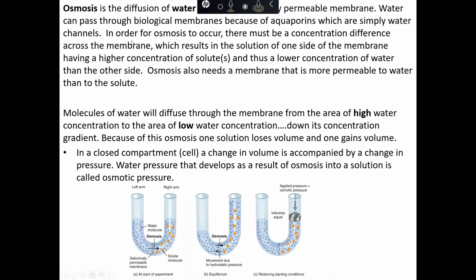Okay, so reading back through, for osmosis to occur, there must be a concentration difference across the membrane, which results in the solution on one side of the membrane having a higher concentration of solutes, and thus a lower concentration of water than the other side. Osmosis also needs a membrane that is more permeable to water than to the solute. Molecules of water will diffuse through the membrane from the area of high water concentration to the area of low water concentration. In other words, down its concentration gradient.